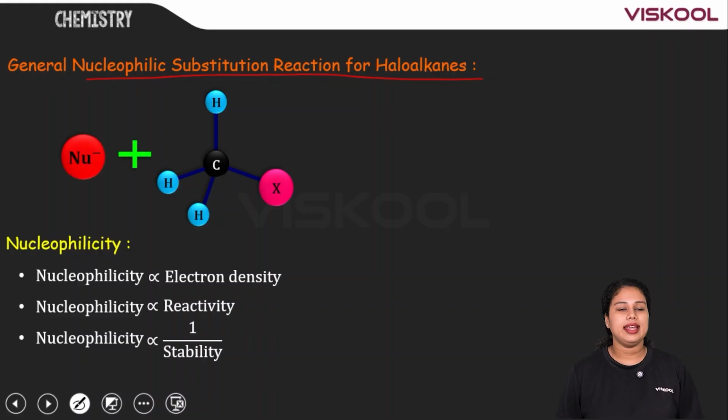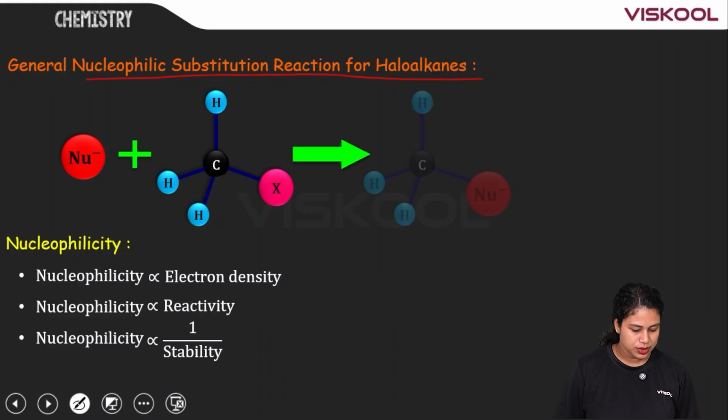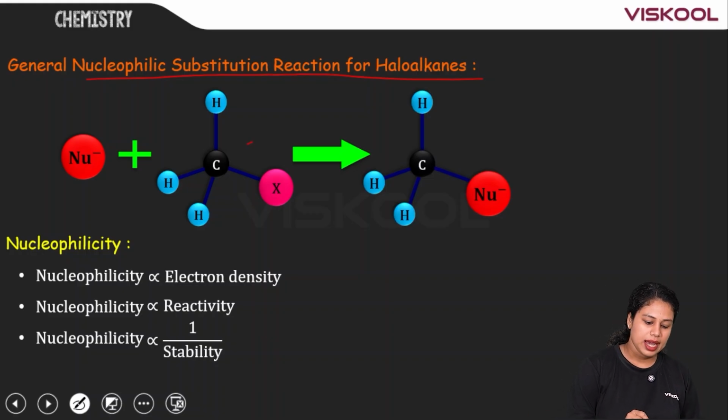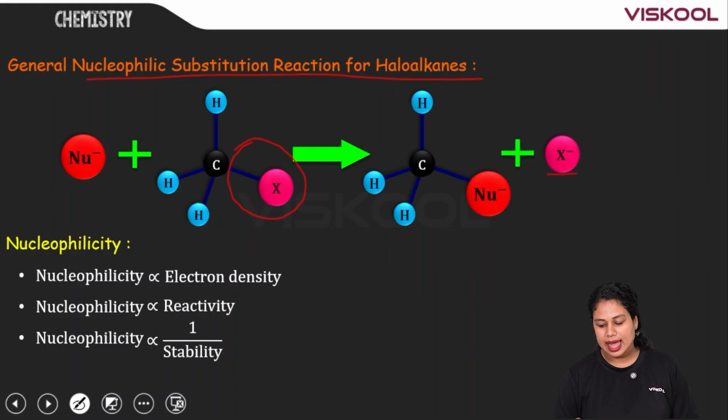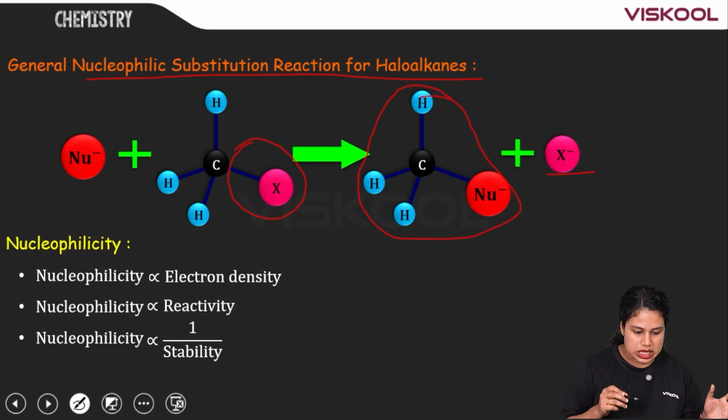Then there comes a nucleophile. There comes a what? Nucleus loving species, the species containing more negative charge. That is what a nucleophile is. What happens here? The resultant will be, here is the resultant. As you can see, the nucleophile substitutes the position of the halogen by removing the halogen, and there forms a new compound. So this is generally how the nucleophilic substitution reaction takes place for haloalkanes.